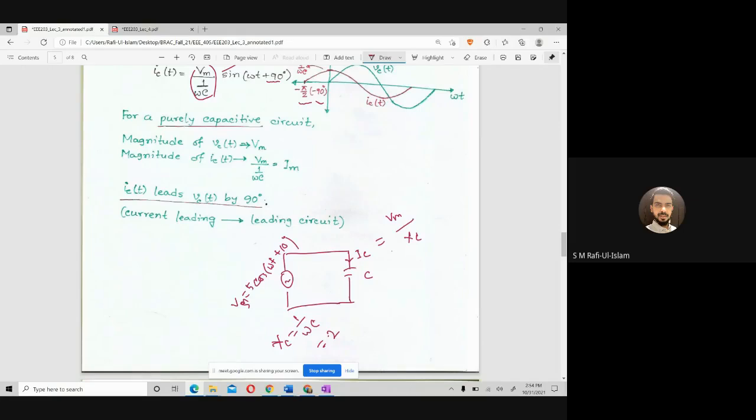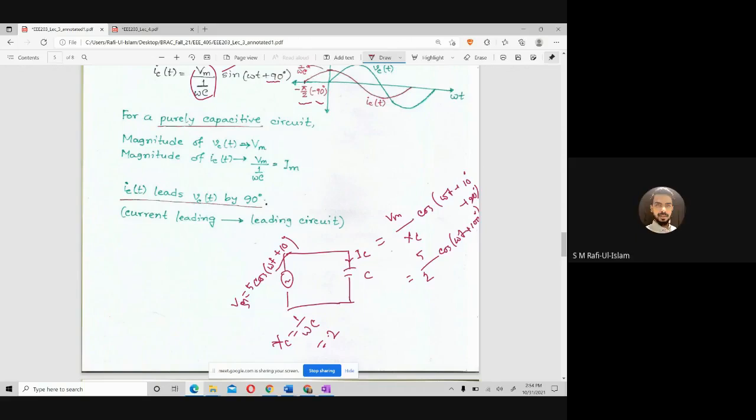So not 10, that should be 2.5 cosine. Whatever is here, I will just write it down: omega t plus 10 degree. Since the current in the capacitive branch leads the voltage by 90 degree, I will write down plus 90 degree. So what I will get is 5 divided by 2, then cosine omega t plus 100 degree. Am I clear?